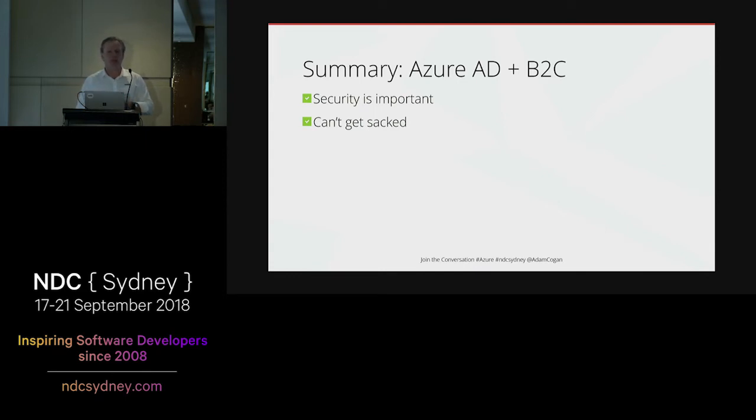And Azure B2C, you know how I said Auth0 is free up to 7,000 users? Microsoft's one is free up until 50,000 users. And there's another reason why I recommend Azure B2C. It's the only one that supports WeChat. I'm sure that might come to Auth0, but it hasn't yet.